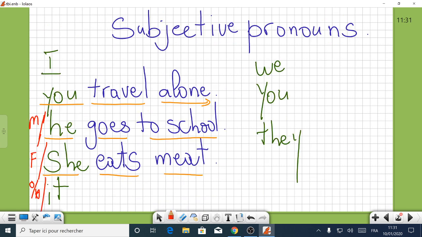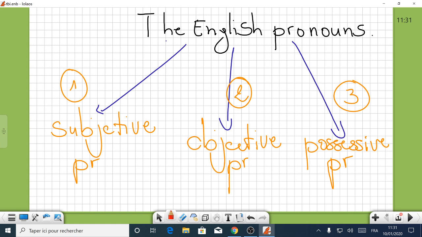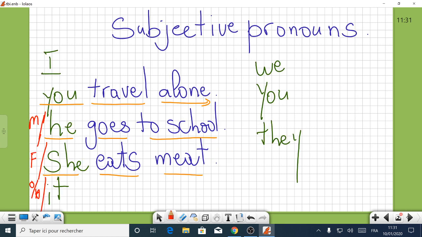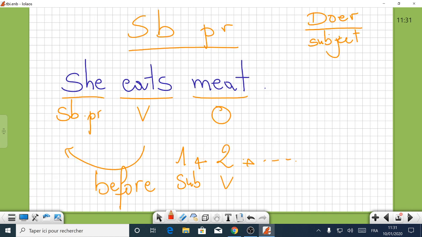So it's like saying it's an animal, so it and the cat are the same. Let me go back and see what we are doing in order to catch up. So the English pronouns, as I told you, we have three types: subjective pronouns, objective pronouns, and possessive pronouns. The first one that we started with is the subjective pronouns, and here are the subjective pronouns: I, you, he, she, it, we, you, and they. And I formed the sentences here for illustration reasons. So the first one to analyze: subjective pronouns. As I told you, she eats meat.